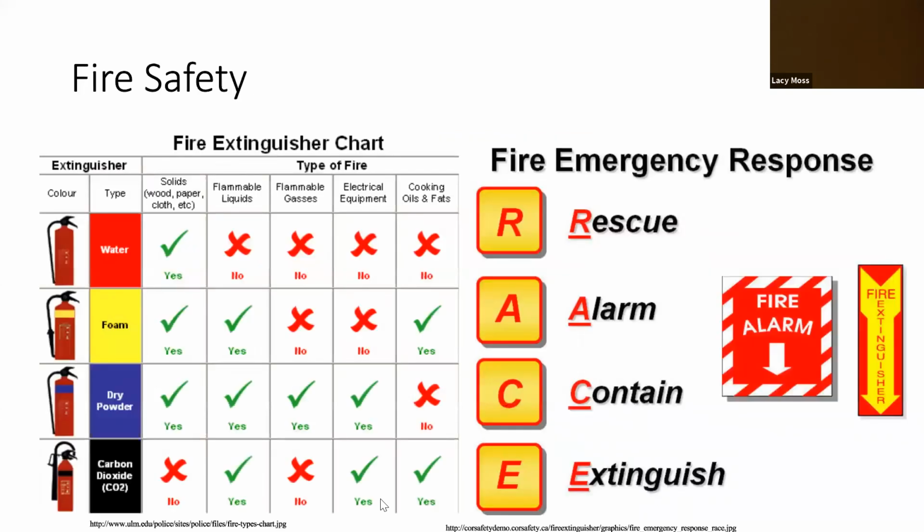All right, fire safety. The fire extinguishers that are outside our lab are what we should be using in here. There are different grades of fire extinguishers based on what you're most likely to be trying to extinguish. And then if there is a fire, you will try to rescue anyone if possible. You will sound the alarm, which is located over there by Kara.